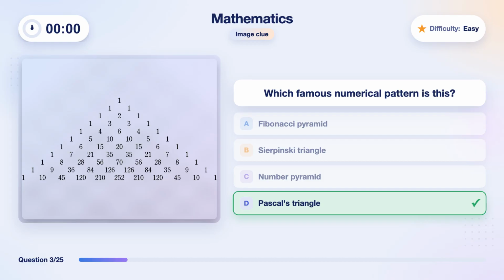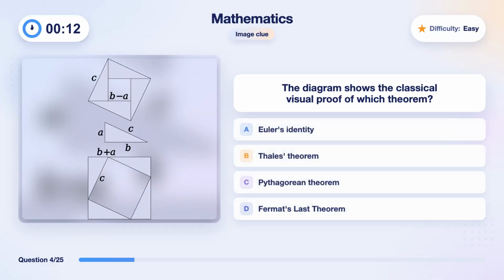Al-Karaji, and Khayyam. The diagram shows the classical visual proof of which theorem? Choose. A. Euler's identity, B. Thales' theorem, C. Pythagorean theorem, D. Fermat's last theorem. Don't let the lookalikes fool you. 12 seconds on the clock. Go.